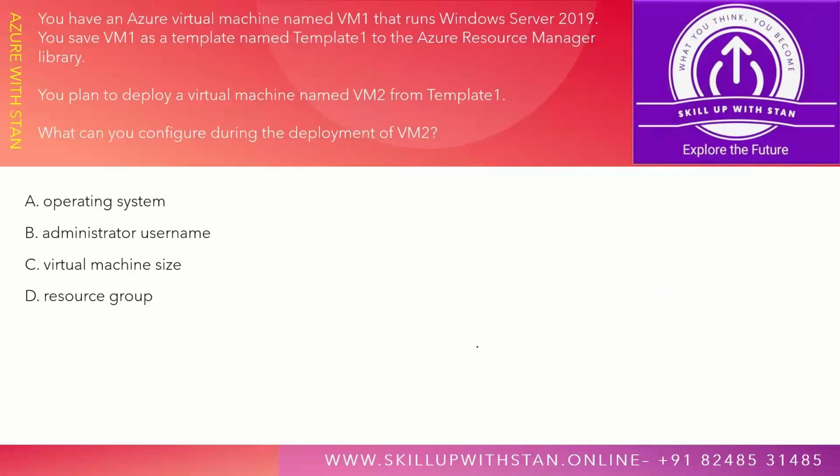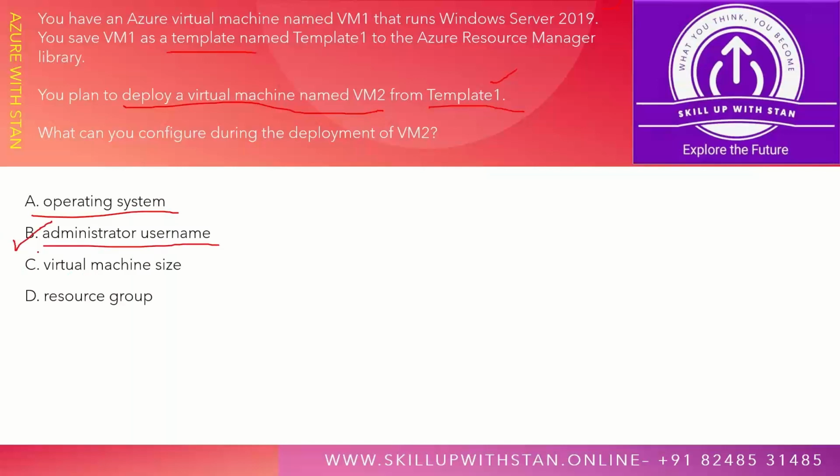You have an Azure virtual machine named VM1 that runs Windows Server 2019. You save VM1 as a template, named template1. When you take a template of the existing virtual machine, you get the OS, the instance type, the instance size, all those things as part of your template. You plan to deploy a virtual machine named VM2 using template1. What can you configure during the deployment of VM2? The operating system will remain the same as part of the template. If the template has Windows 2019, it will also have the 2019 operating system. You cannot change that. Administrator username, yeah, you can change it.